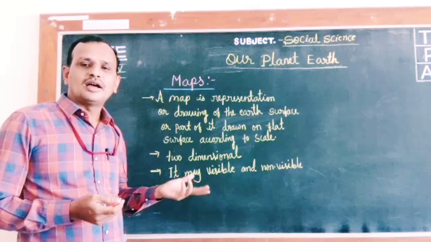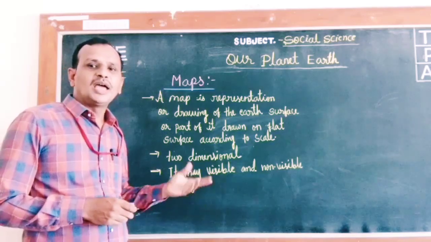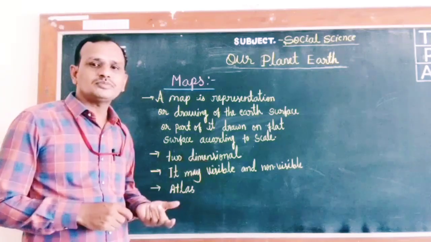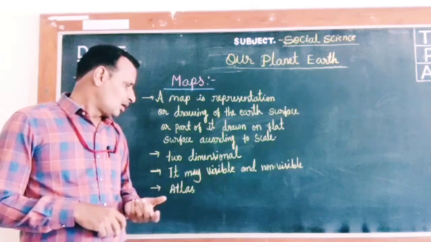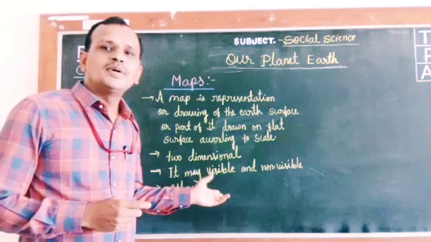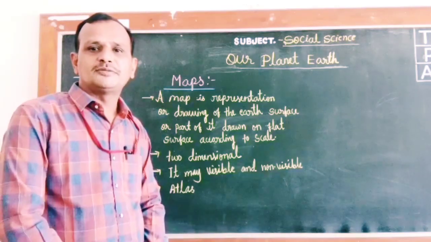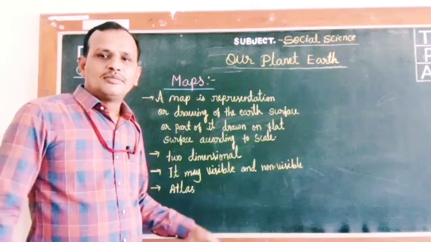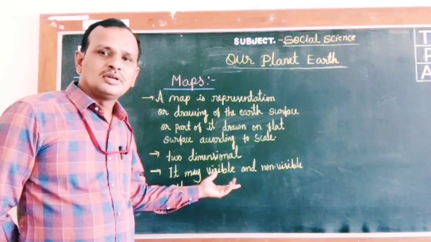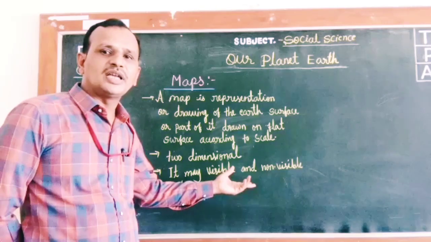Like the height, length, height and width. But the map is always represented in two dimensions. You remember this, children. And the maps may show the visible and non-visible features on the earth's surface. How is it, children? Maps may show the visible features like lakes, rivers, buildings, forests and roads, etc.